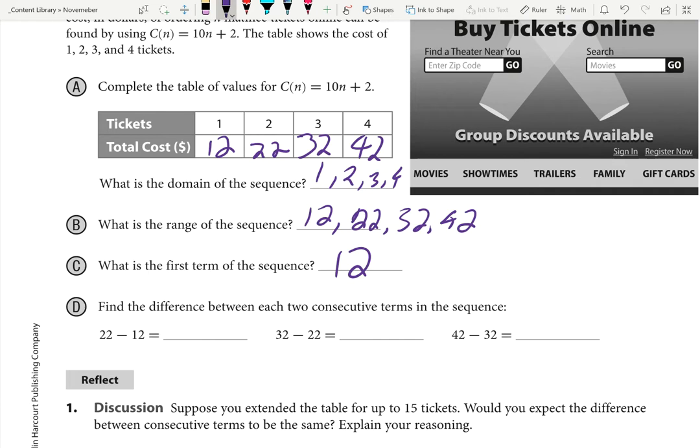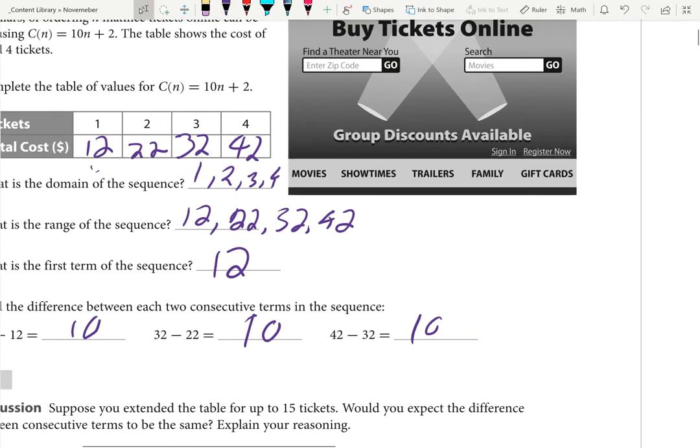What is the difference between two consecutive terms in the sequence? So finding the difference between our terms, you could just subtract a term from its previous term. So, for example, you could take 22 and subtract 12 to find the difference. You could take 32, subtract 22. And then you could take 42, subtract 32. So you take a number and then subtract the number that came prior to it. So 22 minus 12 is 10. 32 minus 22 is 10. 42 minus 32 is 10.